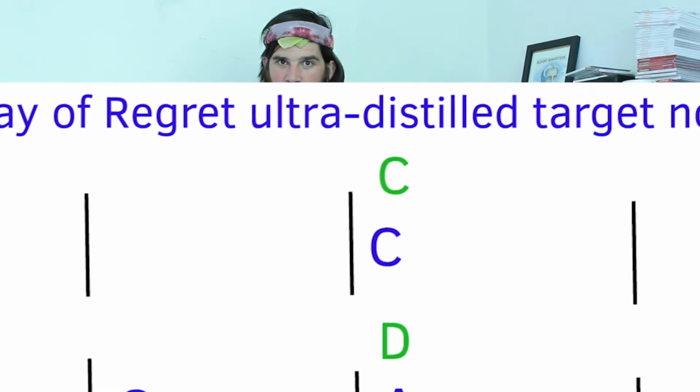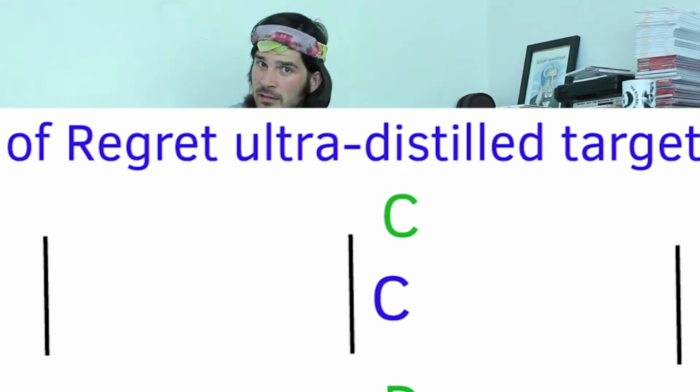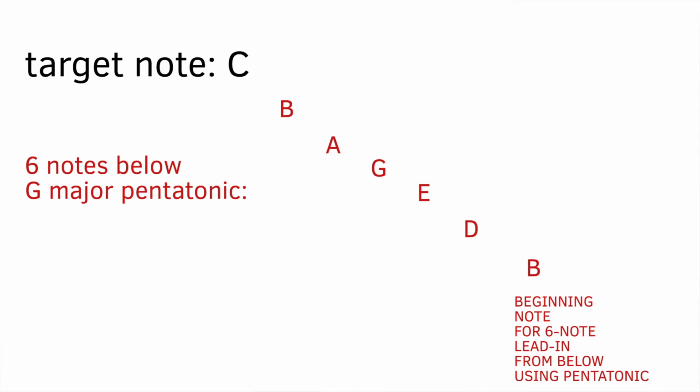Excellent. Our next target note is a C. Still yearning. Let's approach that 6 notes below using the pentatonic scale. Now you'll notice, if we were to use the G pentatonic scale, because we're in the key of G, C is not contained in that, but we could try and see what happens there.